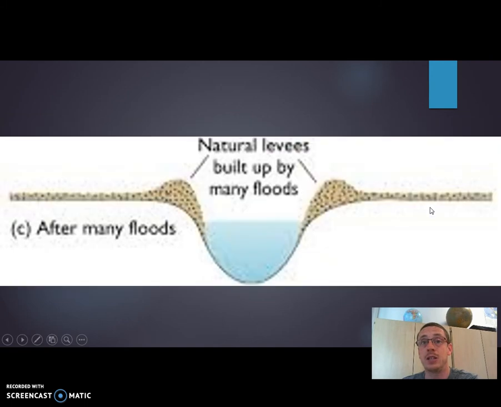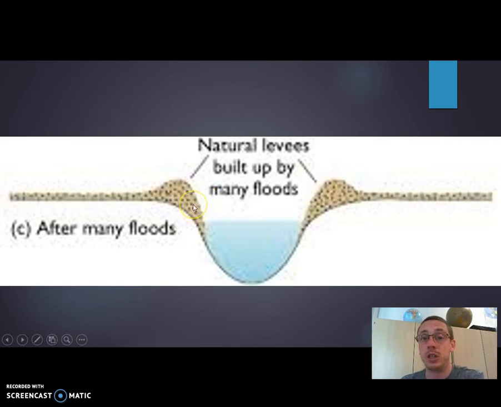What's going to happen next? After that, the river level is going to go down, and that process is going to repeat itself again and again and again. Rivers flood naturally, and they will flood again and again, and we're going to keep getting more and more material deposited on the banks of the river, and these are our levees. What it forms is like a natural wall that runs along the banks of the river.